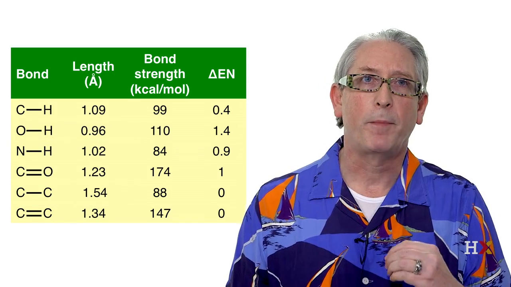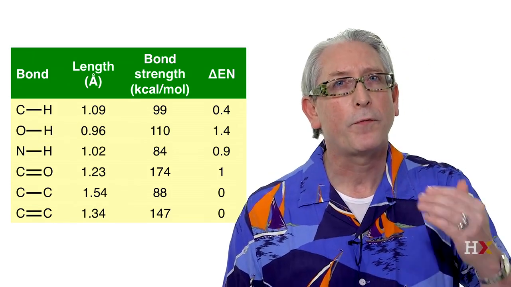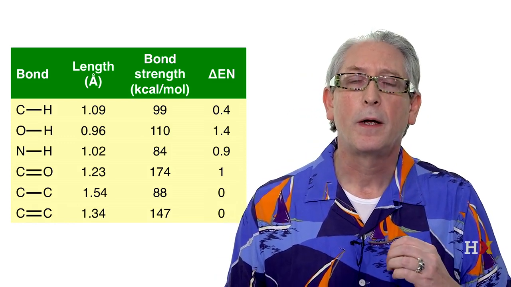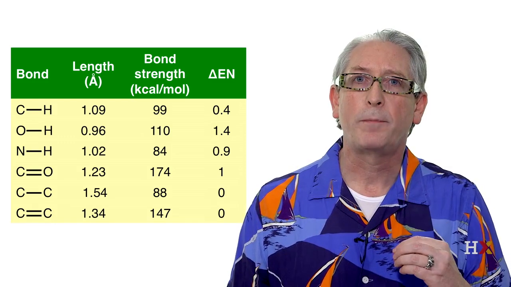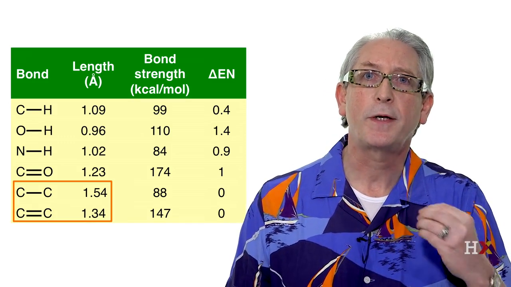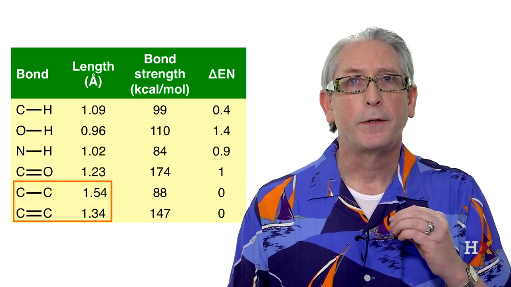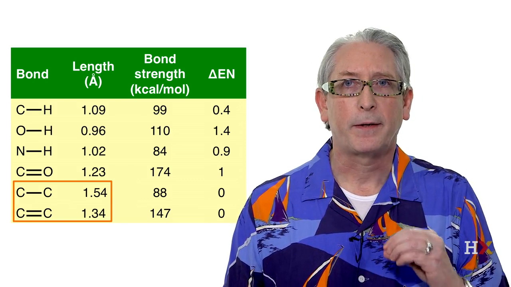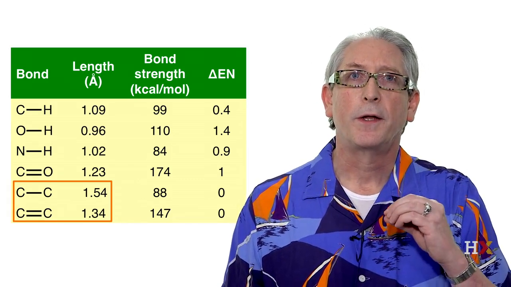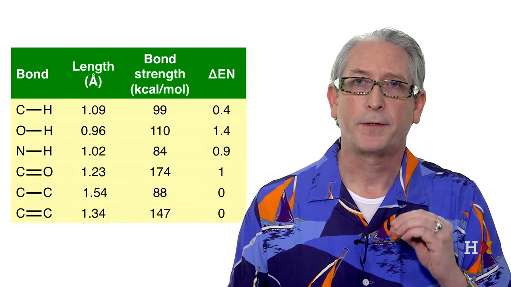The shape of the molecule is also determined by the presence of a single versus a double bond. As you can see on the table, the length of a double bond between two carbons is shorter than the length of a single bond between two carbons. The second characteristic to take into account is the strength of the bond. Different bonds have different strengths.